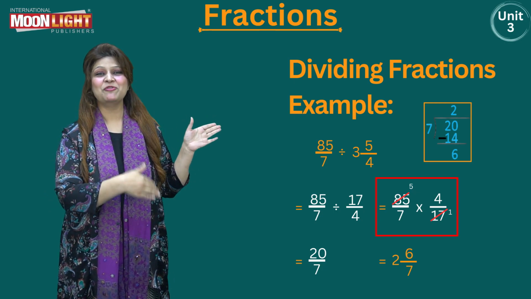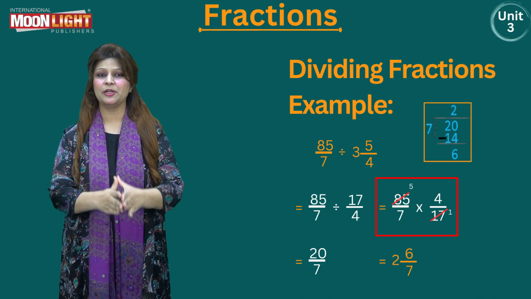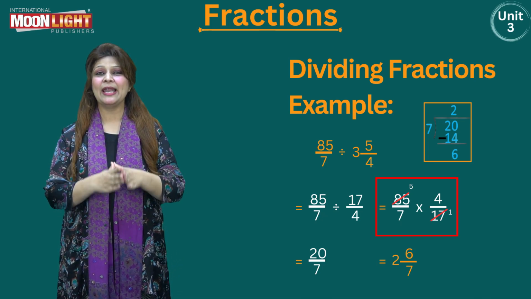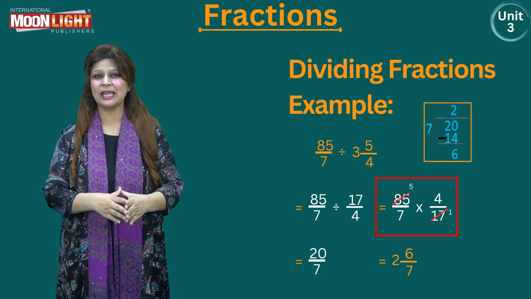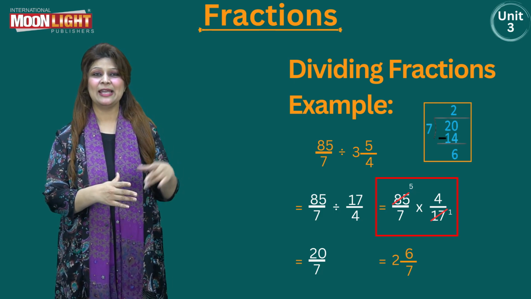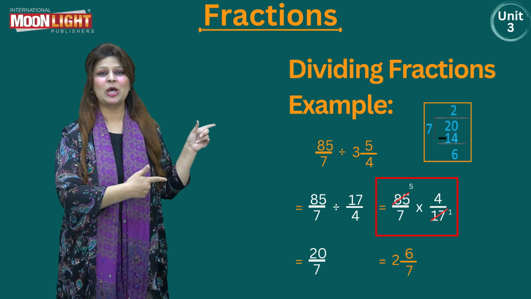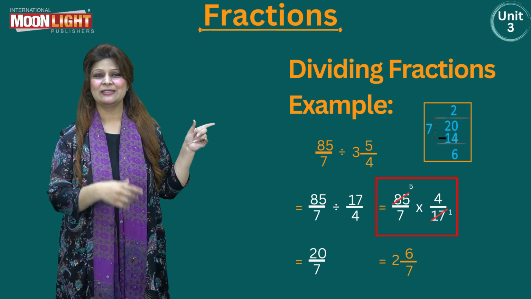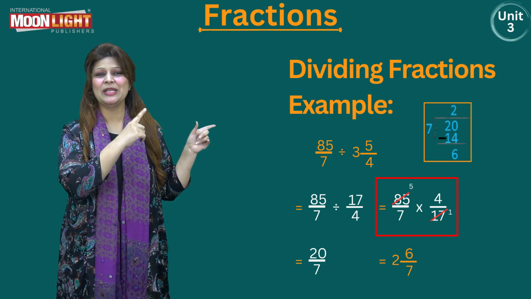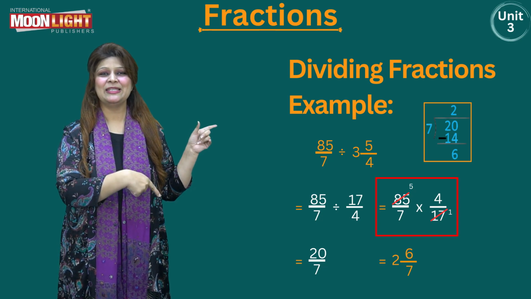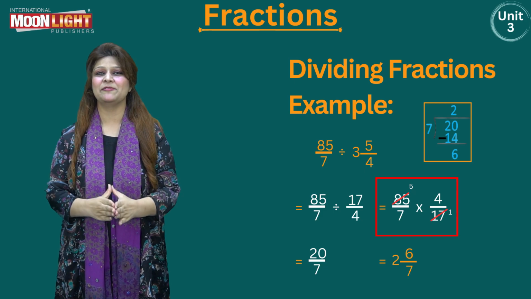Write 85 by 7 as it is and change the division symbol into a multiplication symbol. And now you do the reciprocal at the same time. This denominator will go up and this numerator will go down. So the fraction will be 4 by 17.